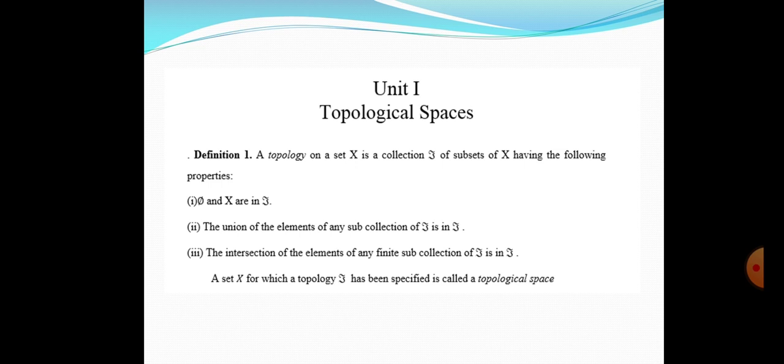What are the three conditions? The first condition is empty and X, X meaning the whole set, are in tau. The second one is the union of the elements of any subcollection of tau is in tau. Next, the intersection of the elements of any finite subcollection of tau is in tau. If these three properties are satisfied, then it is called a topology.